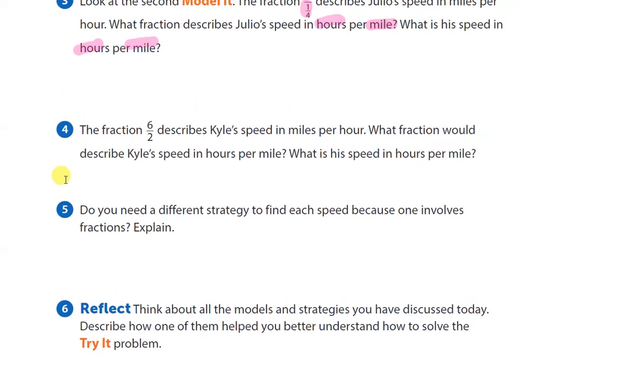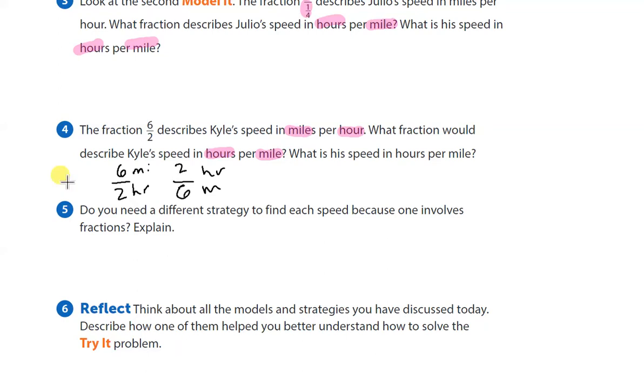Let's see if we can fix that for number 4. The fraction 6/2 describes Kyle's speed in miles per hour. What fraction would describe Kyle's speed in hours per mile? Okay, now we're flipping it over. For hours per mile, what is the speed in hours per mile? Okay, well, if this is miles per hour, and we want hours per mile, ta-da!